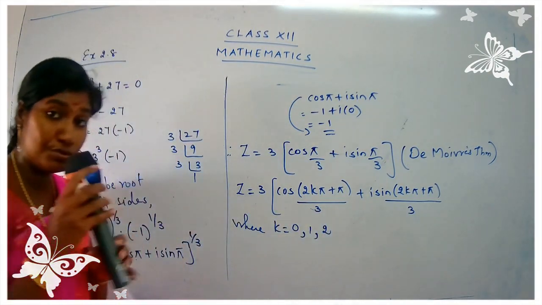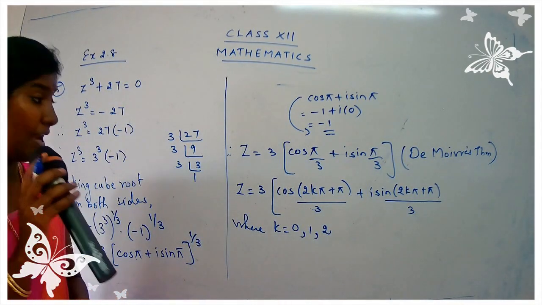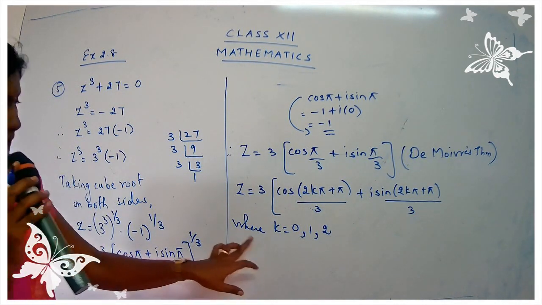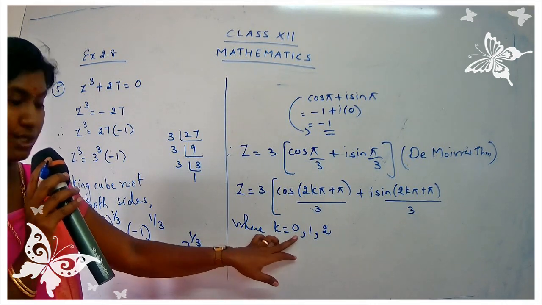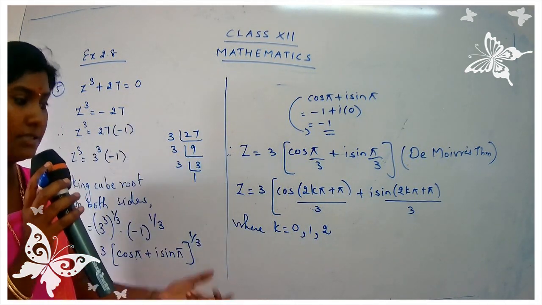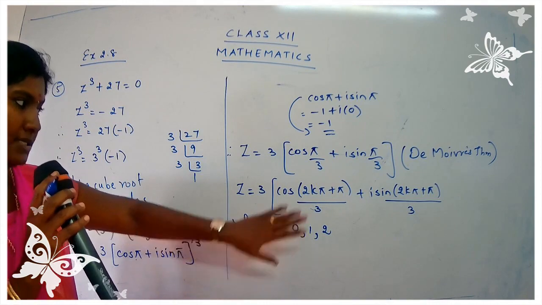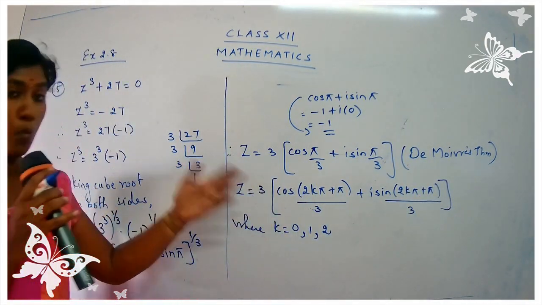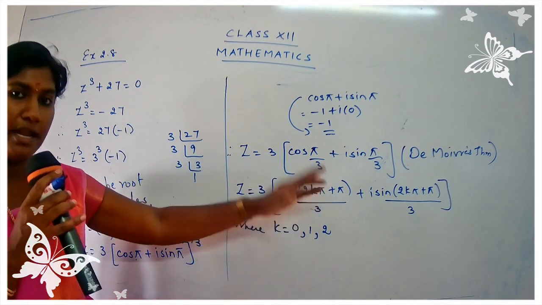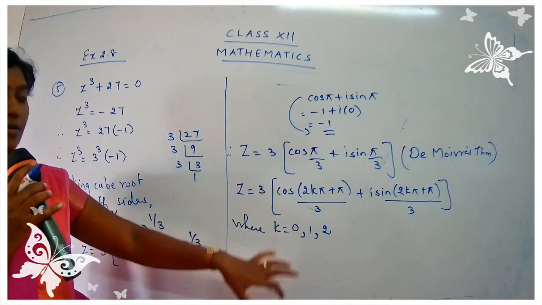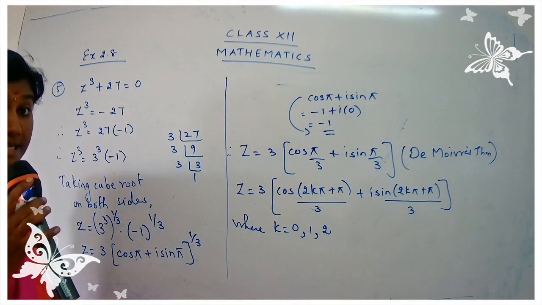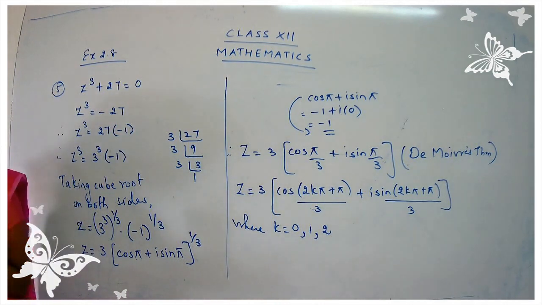So I am going to choose 3 values for k. What are the 3 values of k? It's 0, 1, 2. Are you clear, children? So where k is equal to 0, 1, 2. You take k as 0, substitute over here and find the answer. Then put the value for k as 1 and get the answer. Next, substitute the value for k as 2 and get the answer. So how many answers will we be getting? We will be getting 3 answers. Come on, just take down the step here.